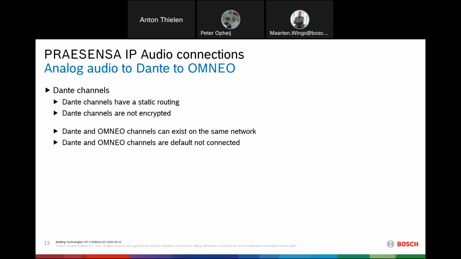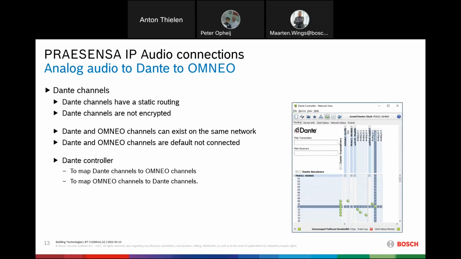Dante and Omnia channels are not connected by default. So you need to do something to get them connected. That means with Dante controller we do this mapping, to map the Omnia channels to Dante. And here you see some examples. I will show you later on from a live application. If you have some sources, you can assign that to the audio inputs of the system controller. The system controller, as also indicated before, is the audio input of your system.